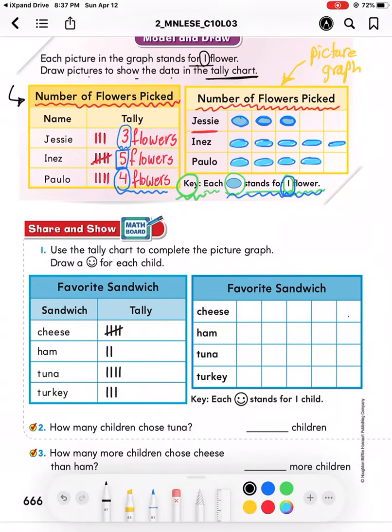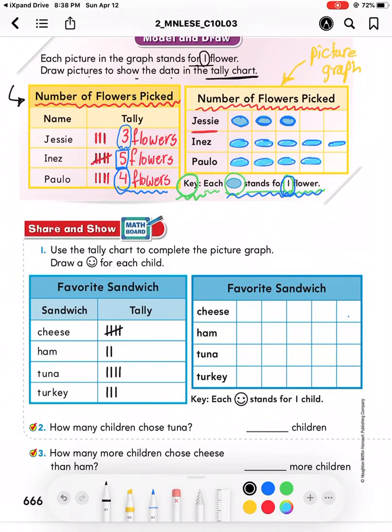Who picked the fewest number of flowers, the lowest number of flowers? Who picked the least number, the fewest number, the smallest number of flowers? Those are synonyms, meaning the same.